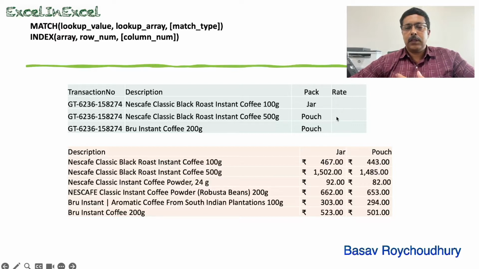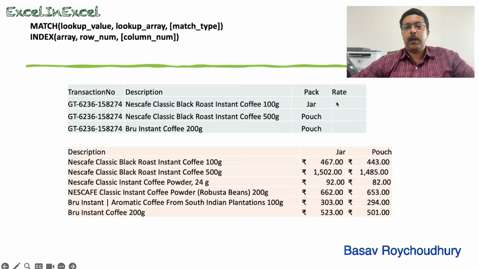So what is the problem today that we are answering? In this green part here, we have certain transactions which have been done, specifically about coffee. We have a transaction number, we have a description, which can be the classic black roast coffee. Both of them are exactly the same. However, if we look at the pack, one is a jar pack and the other one comes in a pouch. Similarly, we would have other coffees. Some of them might come in the jar and some of them might come in the pouch. The requirement is that we need to figure out what is the rate of that particular coffee.